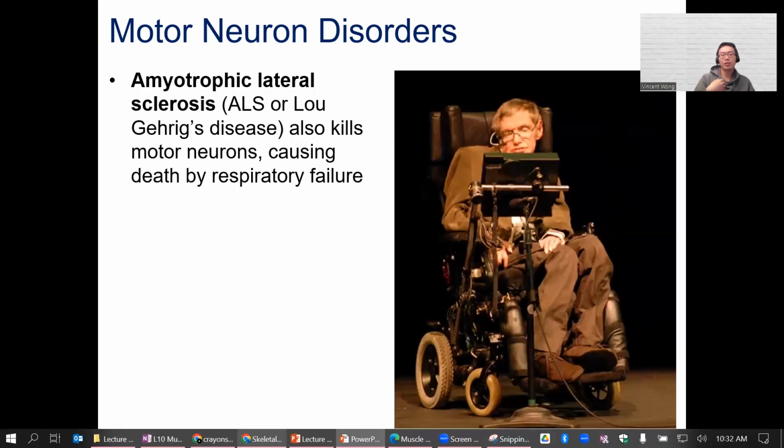They slowly kill the motor neurons because they recognize them as foreign. And once you lose the motor neuron, you lose control of a certain part of the body. It's a progressive disease that gets worse and worse and worse. And finally, if the respiratory muscles are no longer functioning, that could lead to respiratory failure and ultimately death.